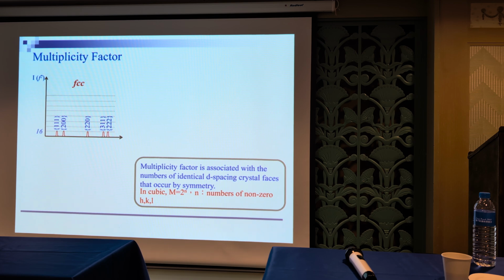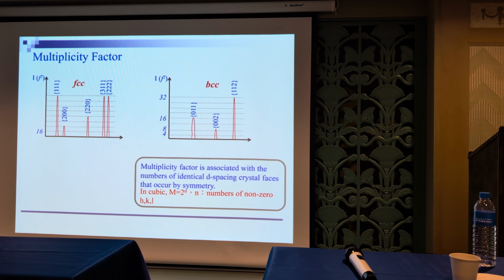So what is the influence of this multiplicity factor? Typically we can tell you FCC has, for example, 5 diffraction peaks. But if you consider the multiplicity factors, they will be multiplied by 8, 2, 4, 8, 8. So the final intensity will look like this. So this is the reason why these factors result in different intensity. So this is for the BCC case, and this is for the HCP case.